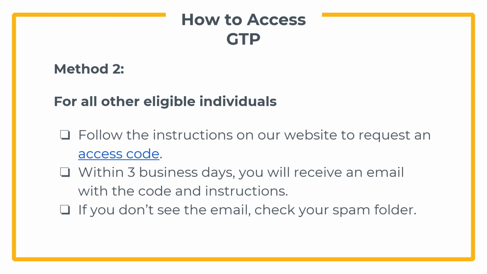Method 2 is for anyone who is eligible for GTP access but who did not receive a 1042-S from UC Berkeley or who has left the United States. Follow the instructions on our website to request an access code. Within 3 business days, you will receive an email with the access code and instructions. If you do not see the email after 3 business days, please check your spam folder. 99% chance it's in there.